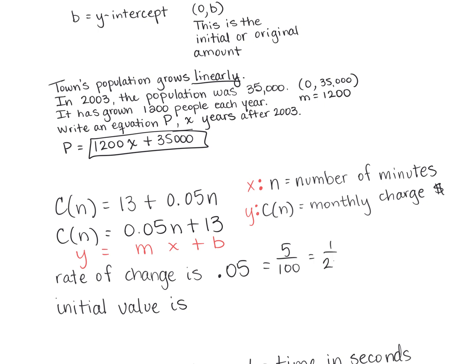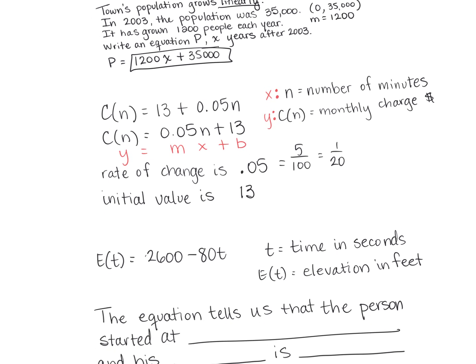I'm not sure if it wants decimals or fractions. I didn't write that part down. And then the initial value would be, of course, 13. Now, what that means is that I'm paying $13 even if I don't talk any minutes. And then I pay 5 cents for every minute that I do talk.